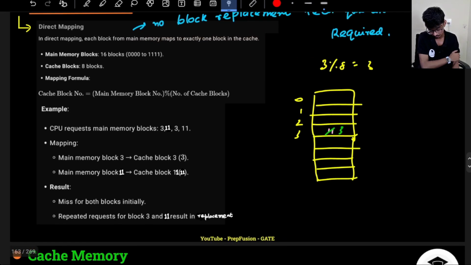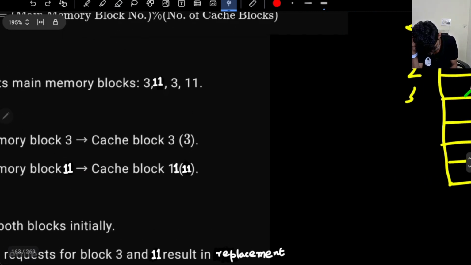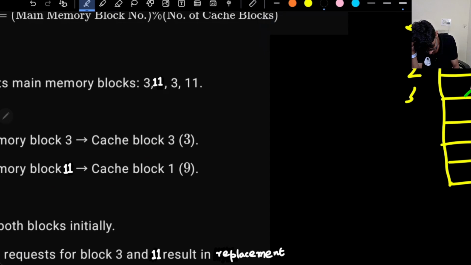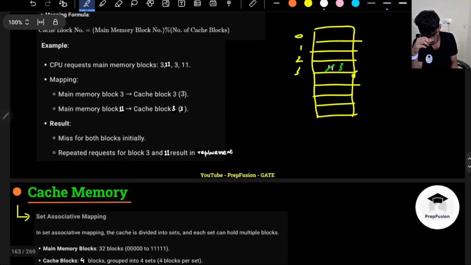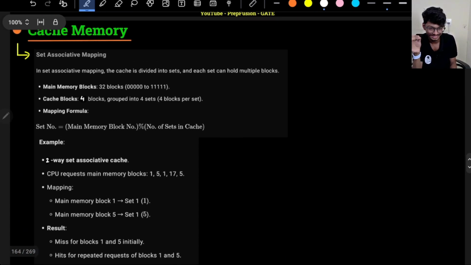So that's how, simply, main memory block 3 will be mapped to cache block 3, and main memory block 11 will also be mapped to cache block 3 only. It will be mapped to cache block 3 only.